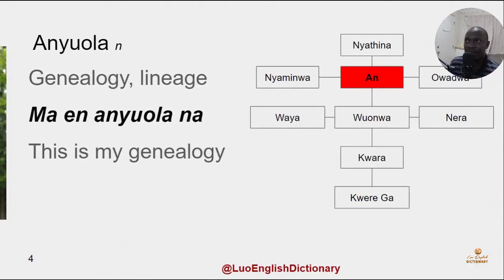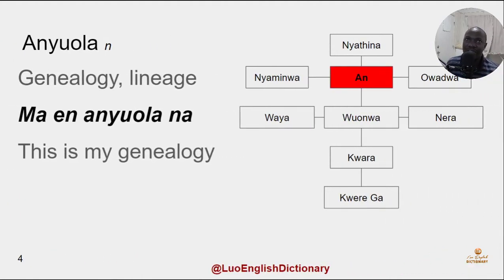Then the fourth one is anyuola. Anyuola is genealogy or lineage. In an example, in a sentence, you can say ma en anyuola na. So, if you want to present that this is your genealogy, then this is what you'd represent.